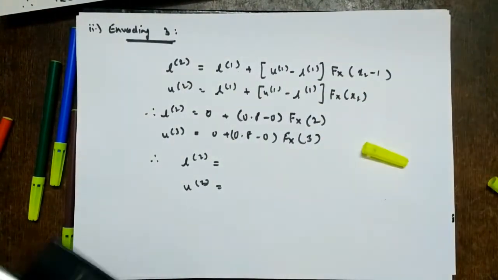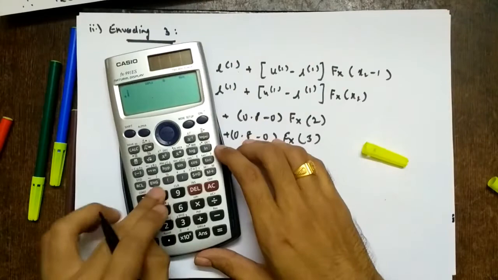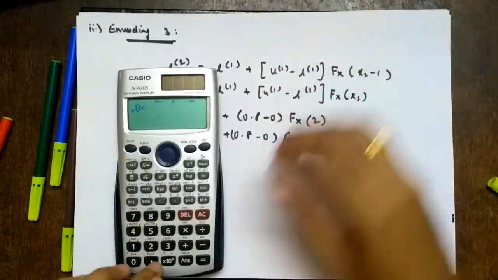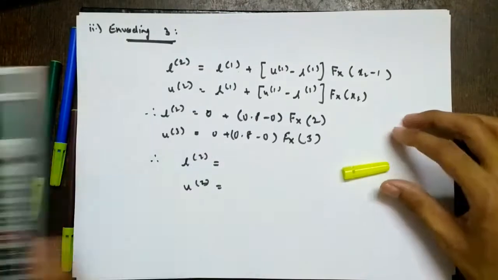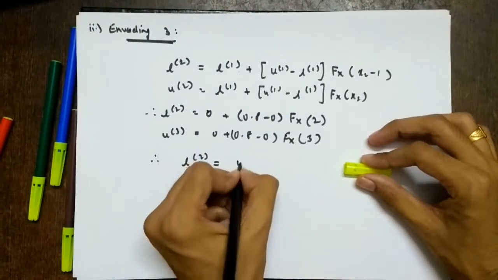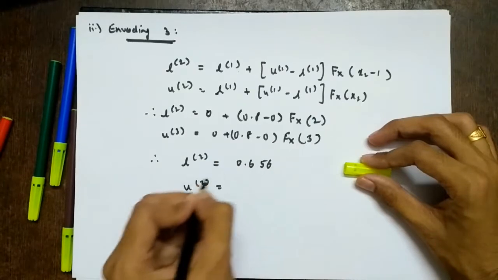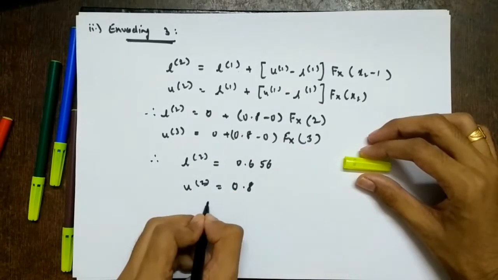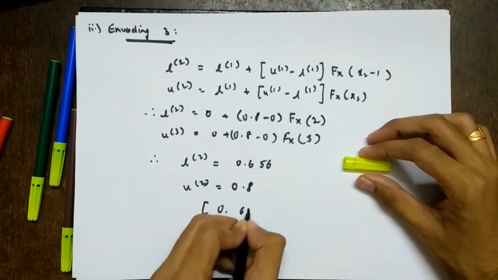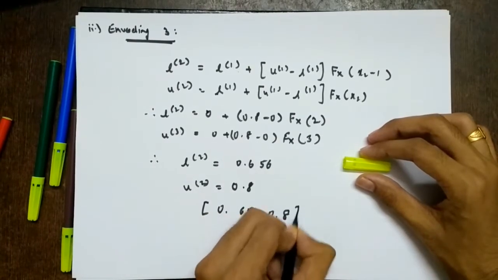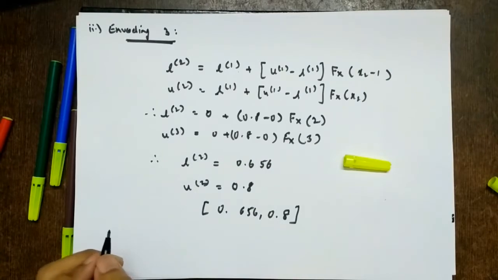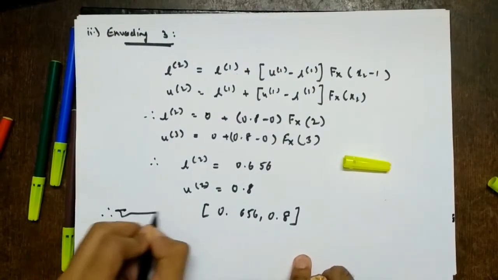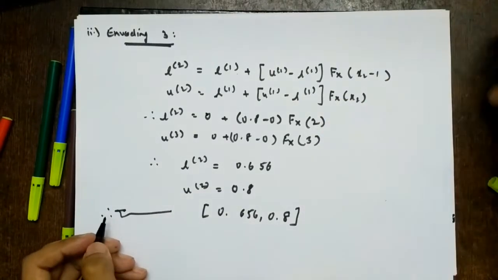So just use your calculator. 0.8 into Fx of 2, which is 0.82. So what we get is 0.656. So this is 0.656 and Fx of 3 is 1, so this will be 0.8. So the next interval is 0.656 to 0.8. So what we'll read: therefore the tag is contained in the sequence. I am not writing that, but you have to write it.